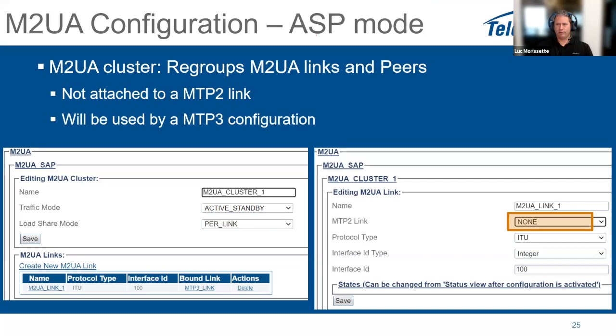In the ASP mode, the difference here in the cluster is that it will not be attached to an MTP2 link. So when you select the M2UA link configuration, you will say, well, my MTP2 link is none. There's no MTP2 links because I'm terminating locally here. You will still need to have an interface ID to identify that particular M2UA link. And you will need to have an MTP3 configuration where you will attach this M2UA link to continue the configuration of the system.